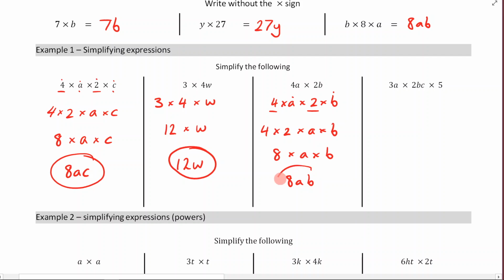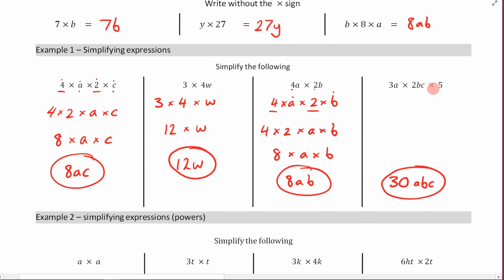Hopefully you've started to notice something. All we're doing here is multiplying the numbers together, so 4 times 2 is 8, and then putting the pronumerals next to each other. That means we could answer this one right here, our next example, very quickly. We could go 3 times 2 is 6, 6 times 5 is 30, and now I have a, b, and c. I'll put them all next to each other, and that is going to be my answer.